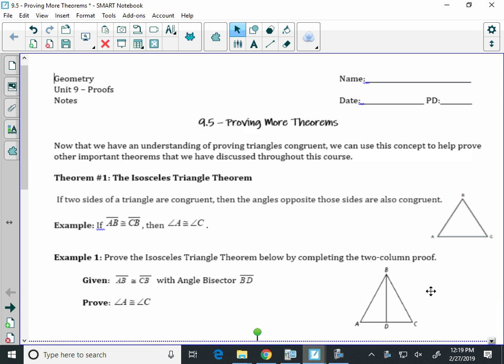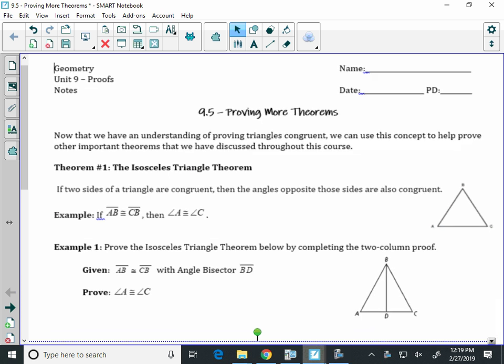Let's take a look at this first one. We've talked about different theorems throughout geometry, and we proved 3 of them at the beginning of this unit. We proved the linear pair angle theorem, vertical angle theorem, and the angle sum theorem. Okay? We can now prove more theorems that we've talked about now that we have seen how to prove that triangles are congruent. So the first theorem we're going to look at is the isosceles triangle theorem.